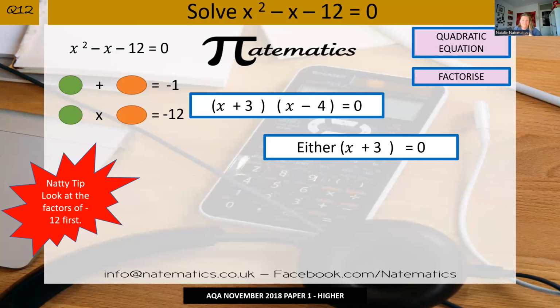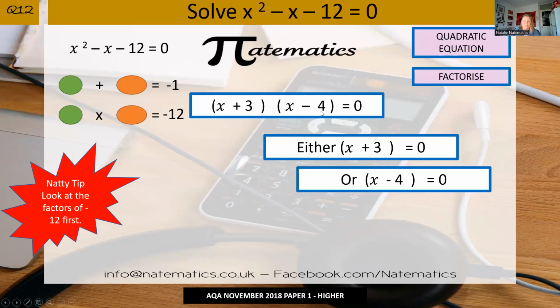So it doesn't matter what it is. You can have 6 trillion, multiply it by 0, you've got 0. So x plus 3 times x minus 4 equals 0. So we're going to solve that. So either this is equal to 0 or this is equal to 0. That's the only way we can make this work. One of them is 0. So let's look at this first one. Either x plus 3 equals 0.